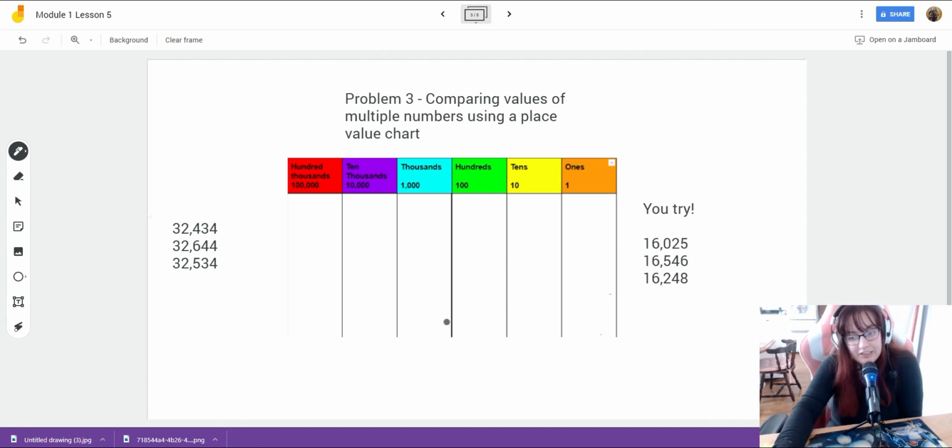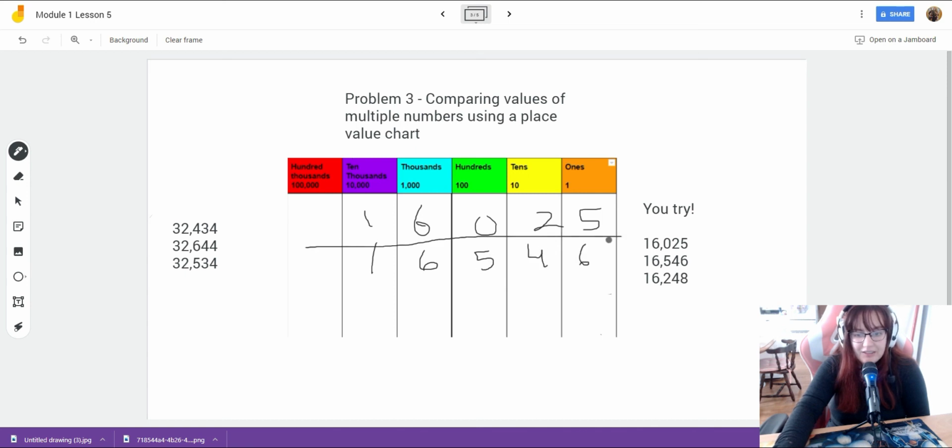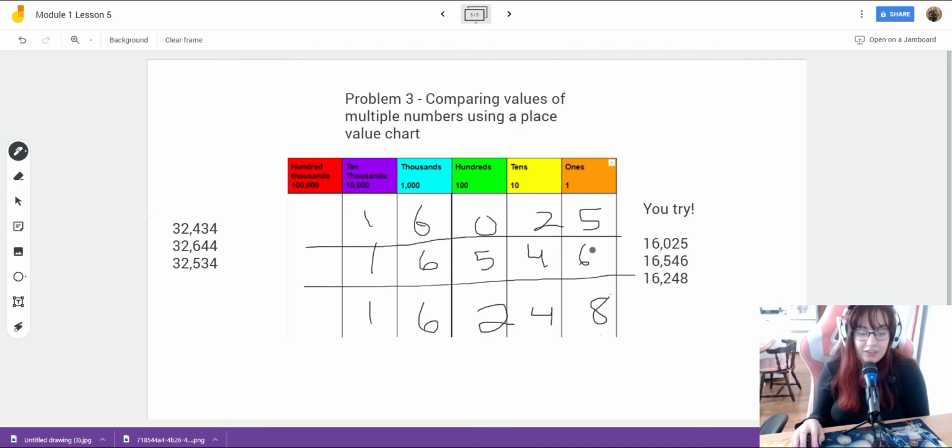All right, fourth grade. So for this problem, we have 16,025. Then we have 16,546. And if you need to, you can put these lines in between your numbers to kind of keep them organized in the correct row. And then finally, we have 16,248.